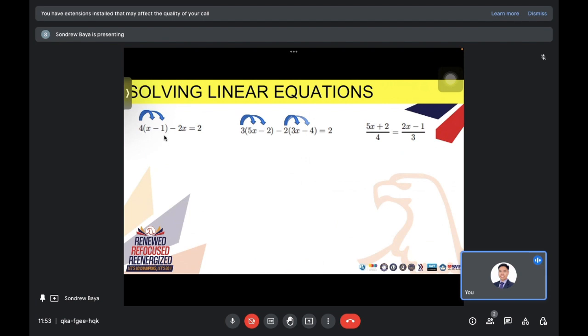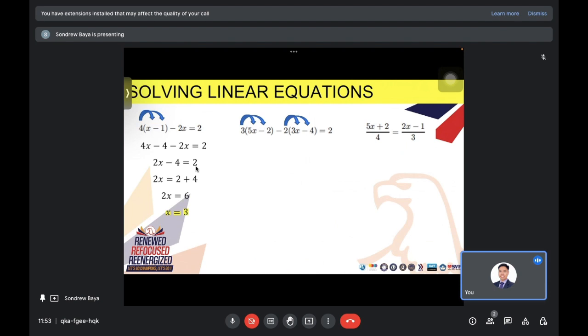So if we do that for the first one, this now becomes 4x minus 4 minus 2x is equal to 2. So next, we can just simplify 4x and minus 2x, giving you 2x. 4x minus 2x is 2x, minus 4 equal to 2. This time, it's now a simple equation, so you can now apply the ones we had previously. Isolate the 2x, you will get 2 plus 4, therefore x is equal to 3.